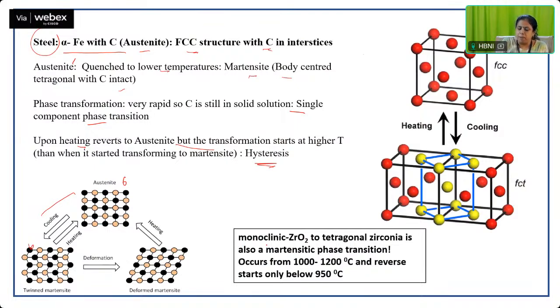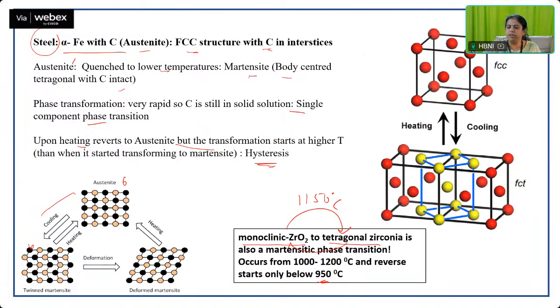For example, monoclinic zirconia to tetragonal zirconia is also a martensitic phase transition. Now this goes to tetragonal zirconia at about 1150 degrees C. But if you take the reverse transformation, if you start cooling it, then tetragonal to monoclinic will start only below 950. This is called the hysteresis.